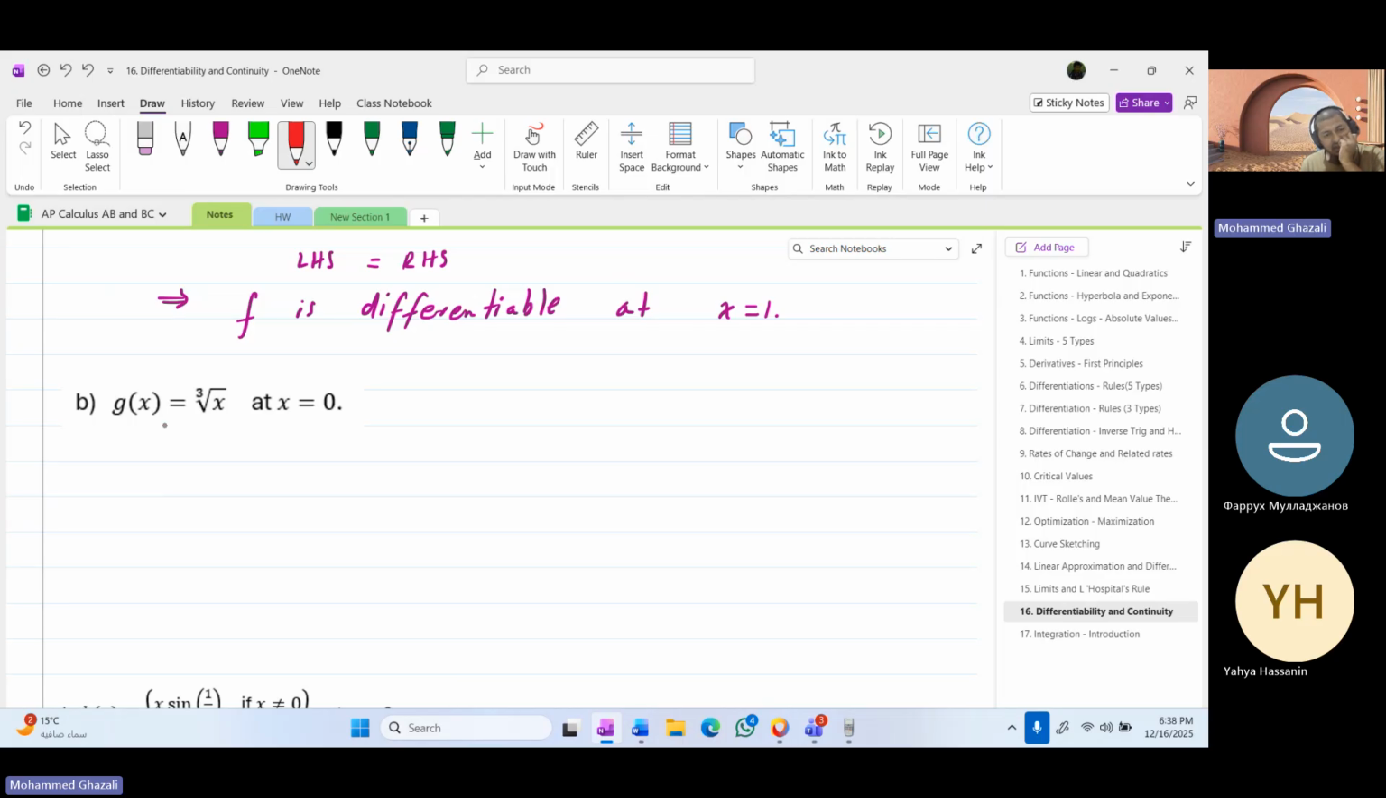And is it differentiable at x is equal to 0? Let's check. Well, the answer is just 0, right? Okay. But we need to check it. We need to check it out.